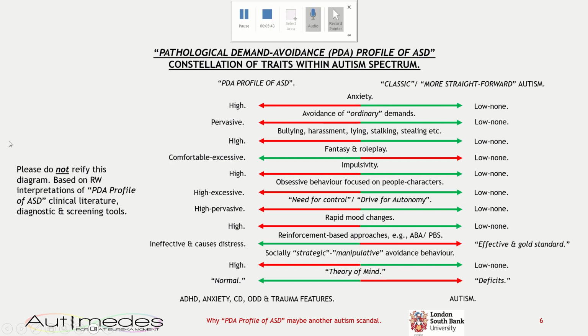Moving on, this is just a brief overview of how I think PDA is conceptualized. This is basically a series of continuums of PDA features. On the left hand side, you've got the PDA profile of autism. On the right hand side, you've got classic, more straightforward autism. The green arrows indicate it's not impaired or less impaired, and the red arrows indicate it's problematic or highly impaired.